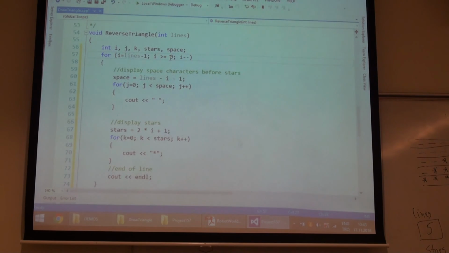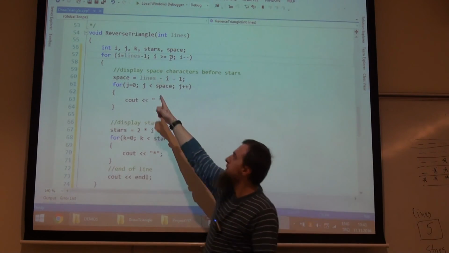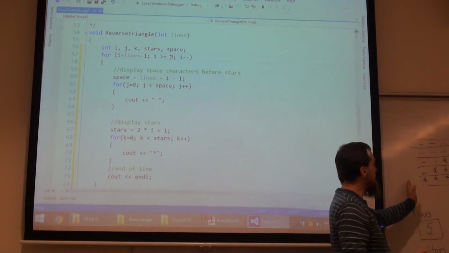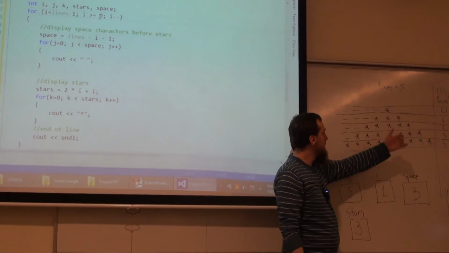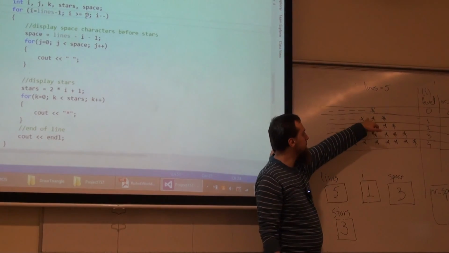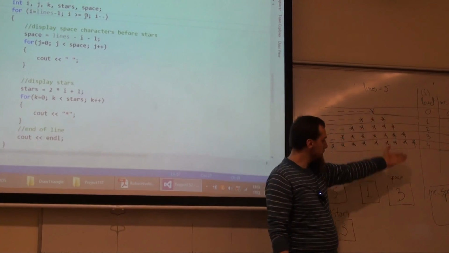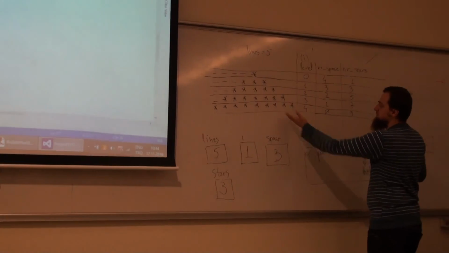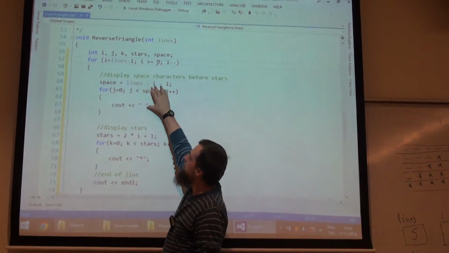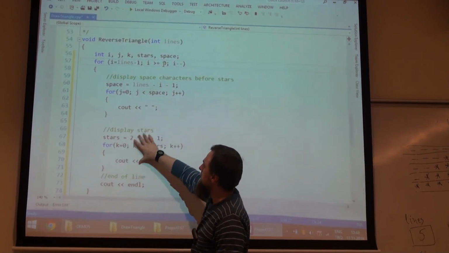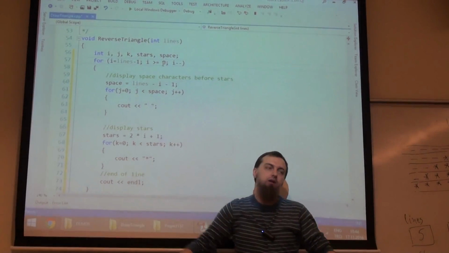So we start from lines minus 1, starting from the 4th level, and i is the level. We print the 4th level, we print the 3rd, the 2nd, the 1st, the 0th level, and the formulas are the same. That's why we are just going to change the for loop, and the number of spaces and stars are going to be exactly the same. Okay?